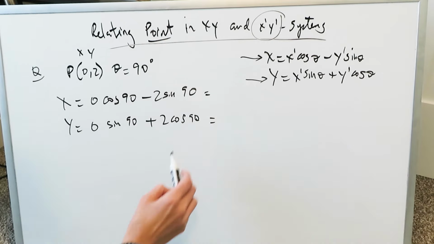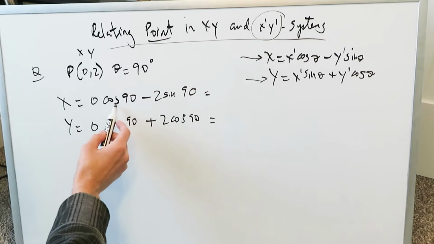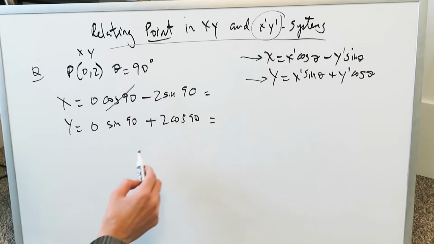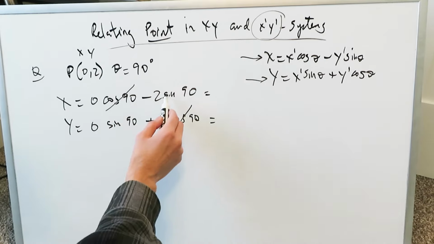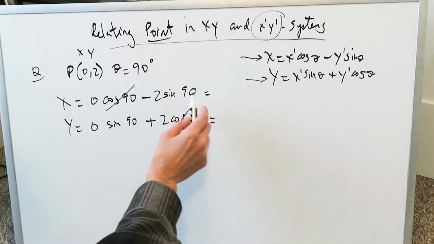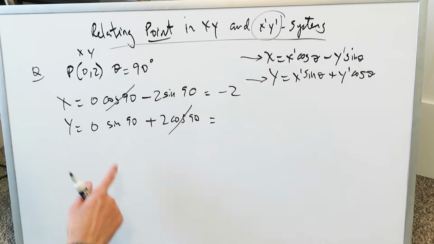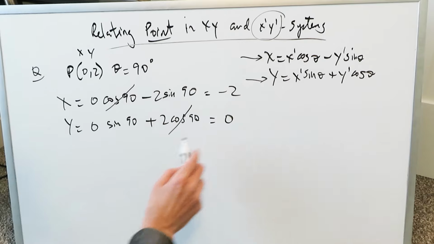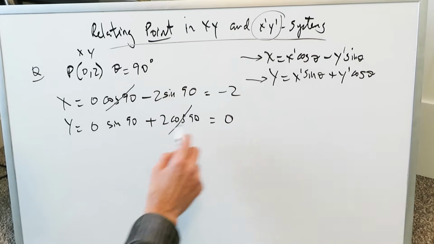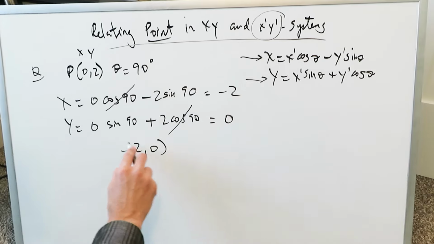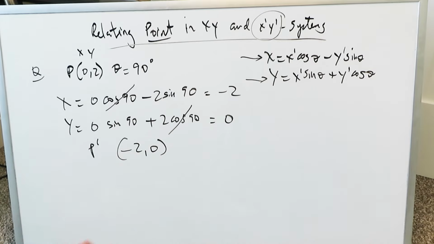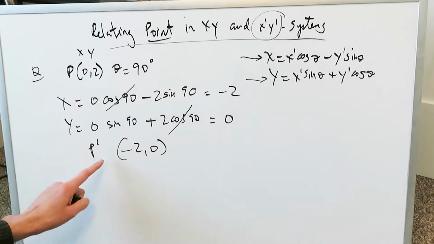Some of these items are easy. Sine of 90 and cosine of 90, well, cosine of 90 is a 0. Here it zeroes out, but let's look at this one right here. Minus 2 sine 90 will be a minus 2. 0 sine 90 will be a 0. So that tells you in terms of this x value and y value, we're looking at a minus 2 comma 0. This right here would be your point P, which has transformed from the xy system to the x prime y prime system.